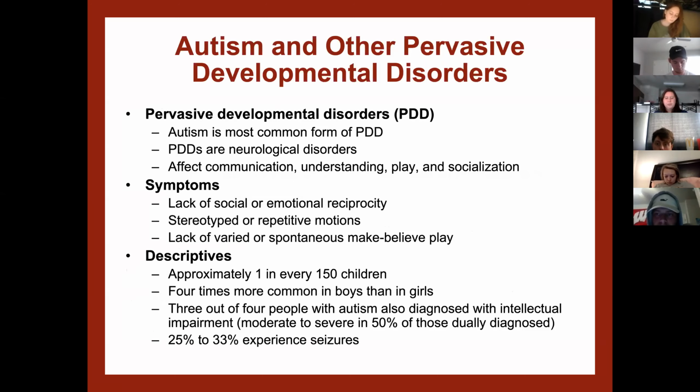Some of the symptoms that you see: it affects communication, understanding, play, and socialization. The first thing that comes to mind is a lot of people that are dealing with autism don't really want to socialize in a lot of cases. That's something that they look for in children. You've got five kids over here fighting over a toy and playing together, and then you've got one that's just sitting over by himself. That's kind of a red flag, because kids are going to be drawn to other children most of the time. So socialization is a lot of times not seen unless it's almost forced.